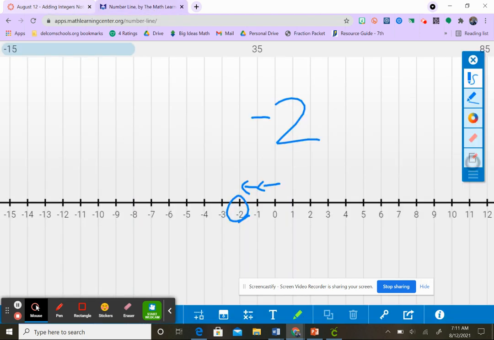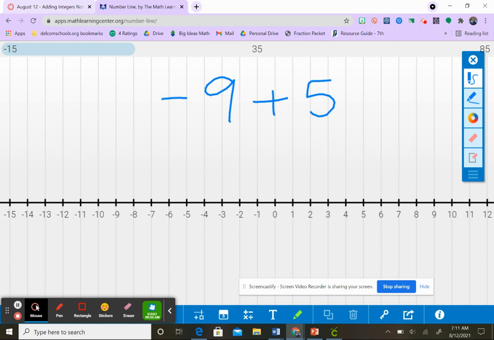Let me write that down over here too. So I've got -9 plus 5. 9 minus 5 is 4. And which of these two signs has the bigger number? This one does. So my answer is -4.